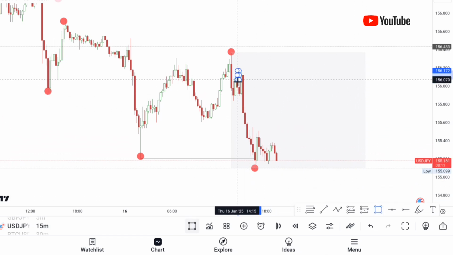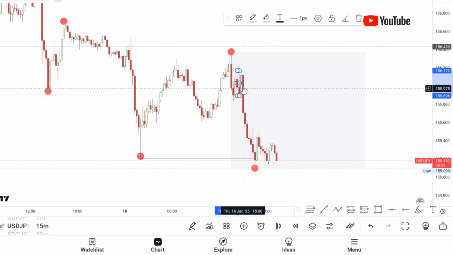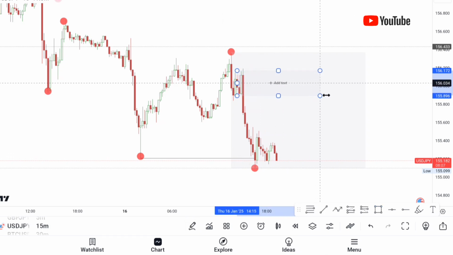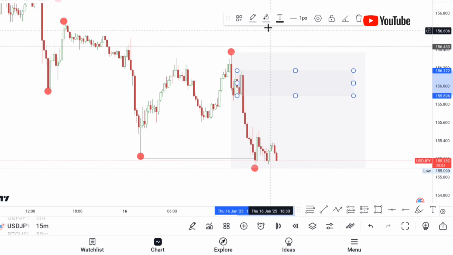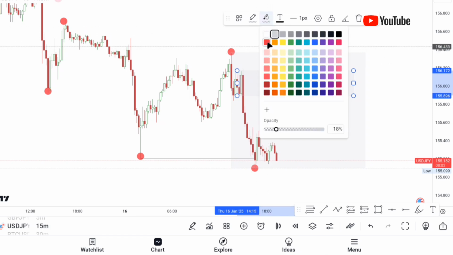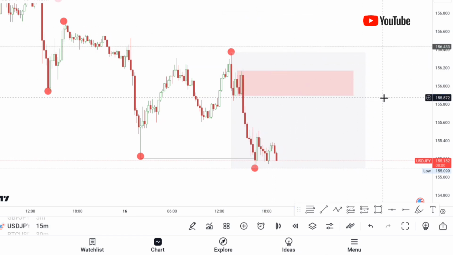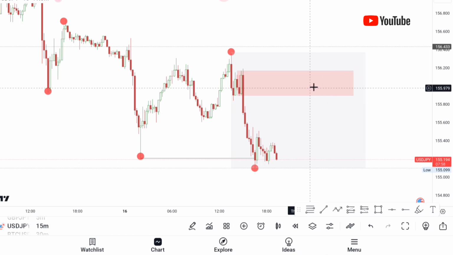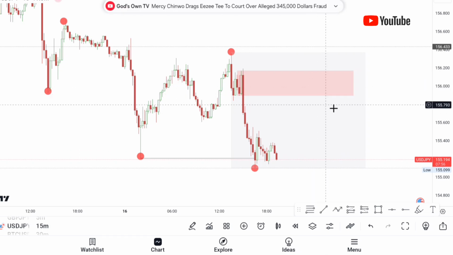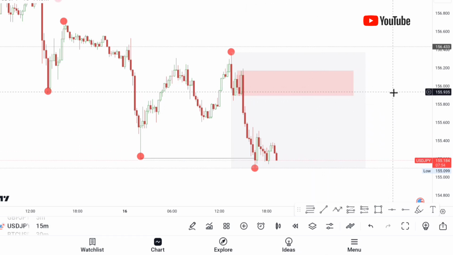So after that, let me change the color for you guys to see. So now it is better. Now this is my point of interest, which is my order block, and I can also call it my supply zone, which is very important. This is my point of interest. So now I know where I'm looking for my opportunity, since we are in a bearish market. So now I'll wait for the price to come back to my point of interest.